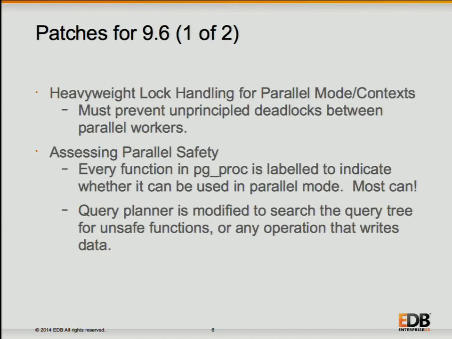So what do we have left? So patches for 9.6. The parallel mode and context stuff has one unfortunate omission right now, which is that it doesn't include any heavyweight lock handling. And that's important, because without that, if you spin up a bunch of parallel workers and a bunch of bizarre things that are unlikely to happen in real life actually do happen, then your thing will just deadlock, possibly without reporting that it deadlocked, or possibly with reporting it deadlocked, but leaving you go, wait, that shouldn't have deadlocked.